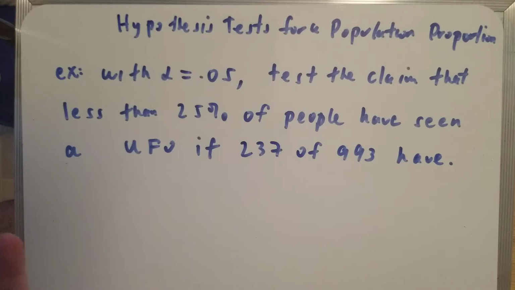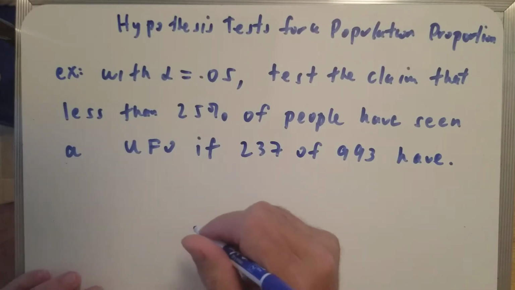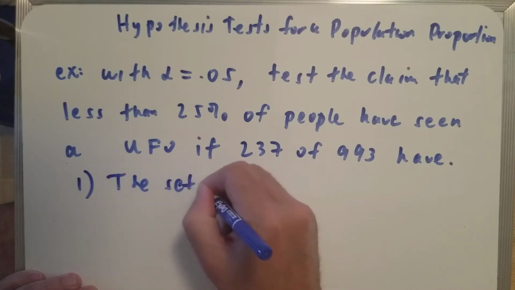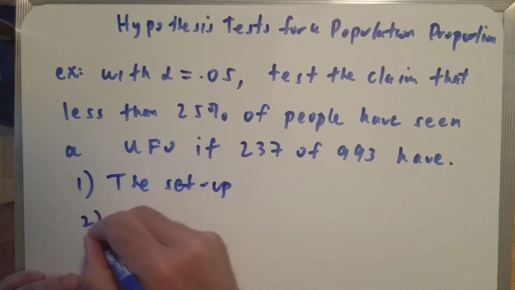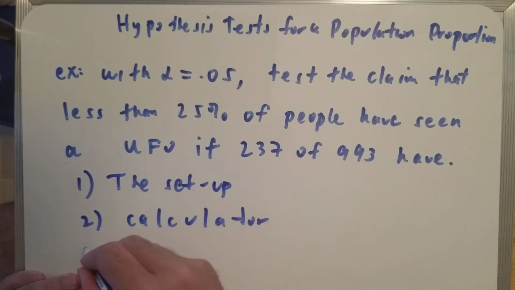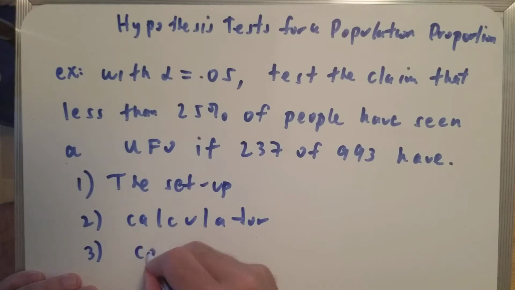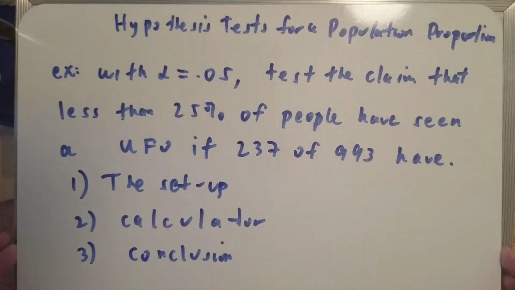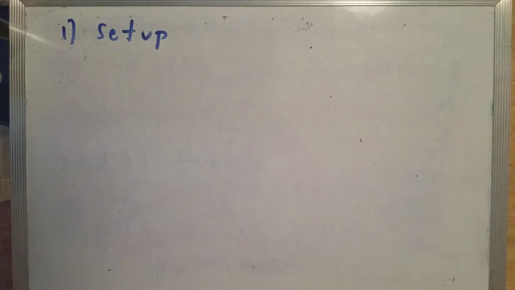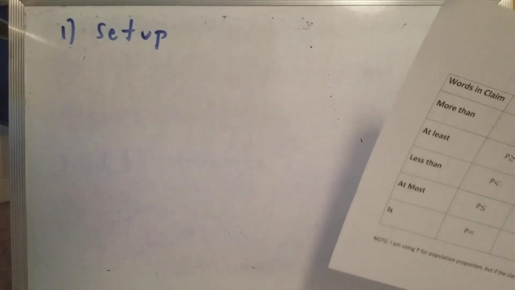Okay, so there are three parts to setting up a hypothesis test. Number one is what I'll call the setup. Number two is what you have to do on the calculator. And number three is what I would call the conclusion. For the setup, I'm going to use a chart that I posted in Canvas called the Hypothesis Testing Setup.